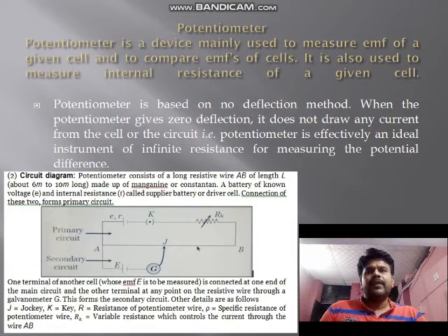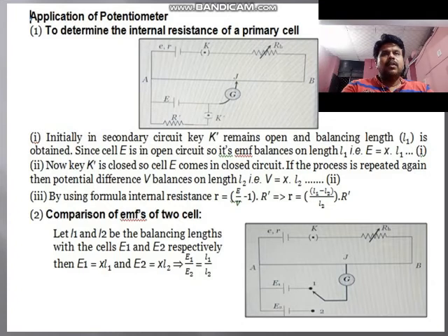Now see the figure. The circuit diagram of this is divided into two parts, the primary circuit and the secondary. Primary circuit consists of a cell of EMF E, small e, and having the internal resistance small r, connected via a key, rheostat, and a long wire AB of length 6 to 10 meter long, made up of manganin or constantan. The second part, the secondary circuit, consists of unknown EMF E along with a galvanometer in series and a jockey.